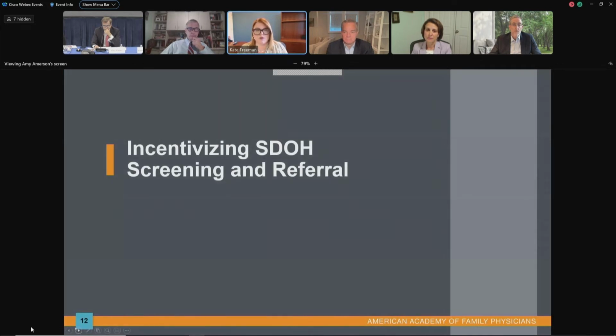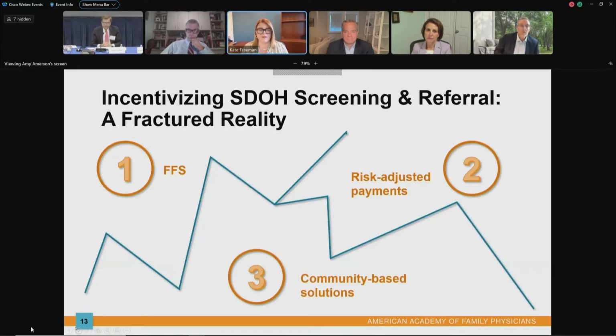And the last thing I wanted to focus on is this idea around incentivizing screening and referral for health-related social needs. Next slide. So I think it's pretty clear that we have a fractured reality when it comes to thinking about screening and referrals, how they're paid for, how they're incentivized.